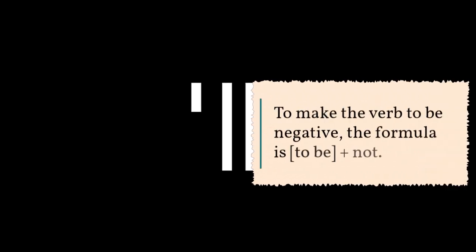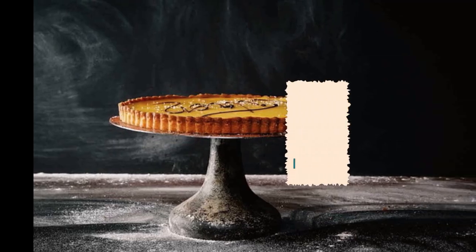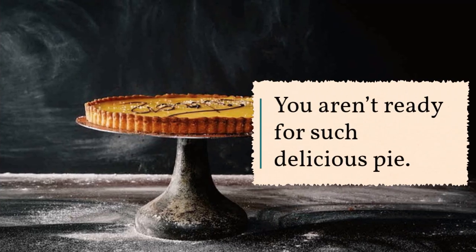To make the verb to be negative, the formula is to be plus not. I am not a pie lover, but Pauline sure is. You aren't ready for such delicious pie.